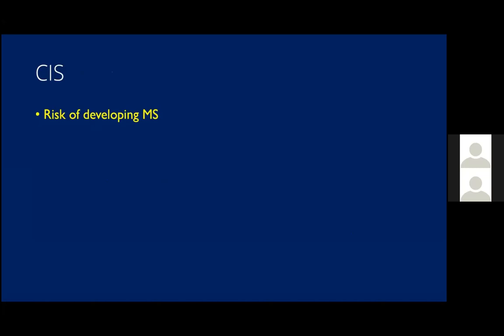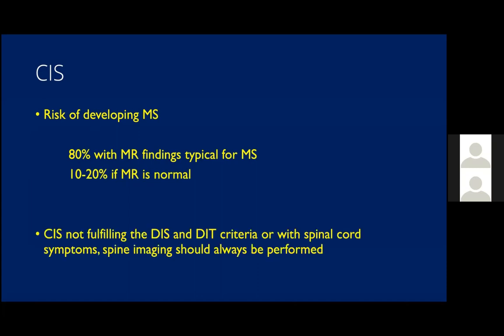So in patients with CIS, what is the risk of development of MS later in time? 80% with MR imaging features typical for MS will develop MS later on, or only 10 to 20% if MRI is normal at the time of CIS. For CIS not fulfilling the DIS or DIT criteria, or with spinal cord symptoms, spine imaging should always be performed.